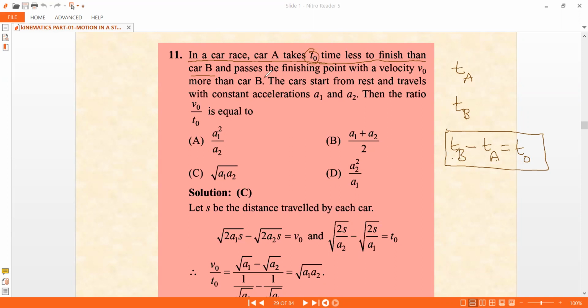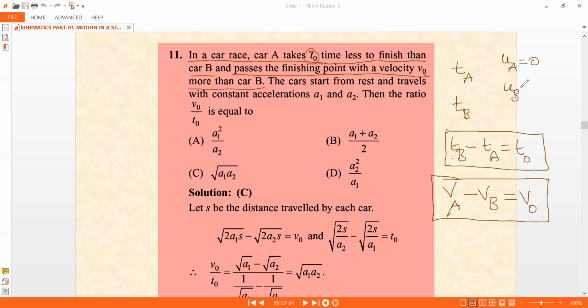And car A passes the finishing point with a velocity V naught more than that of car B. So it is also given that the velocity of car A minus the velocity of car B, the difference of the velocities, is V naught. The cars start from rest, so the initial velocity of car A is 0 and the initial velocity of car B is also 0. Then we have to find the ratio V naught by T naught, using these equations.